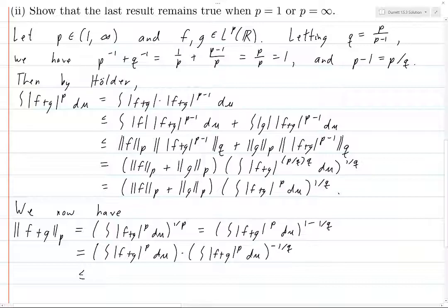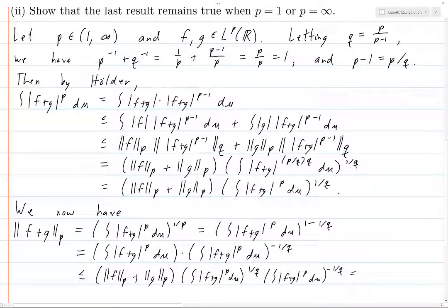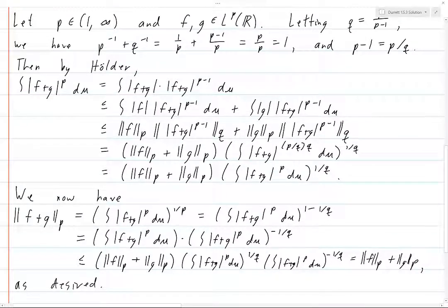And these things like magically cancel out. So we just end up with, oh, that's a plus. Okay, the p norm of f plus the p norm of g. And this is exactly what we want, as desired. So that proves Minkowski's inequality for the case of p being strictly between 1 and infinity.